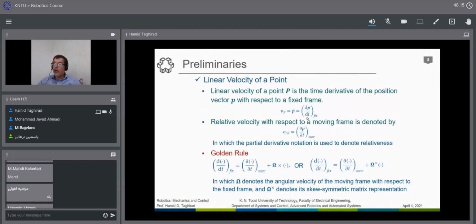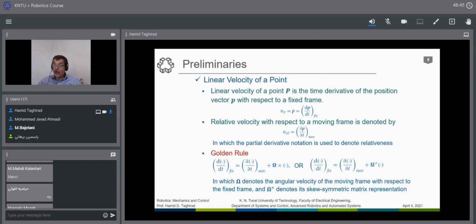Now, what is the relation between these two when we have a derivative with respect to a fixed frame and a derivative with respect to a moving frame? So we have a fixed frame A, we have a moving frame B, and we have some sort of rotation between these two. We can call it R, A with respect to B. We can have an angular velocity with respect to this.